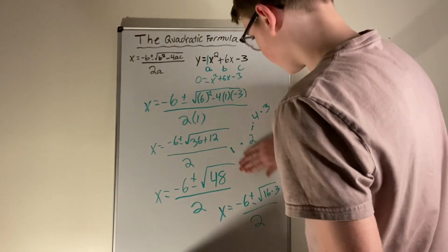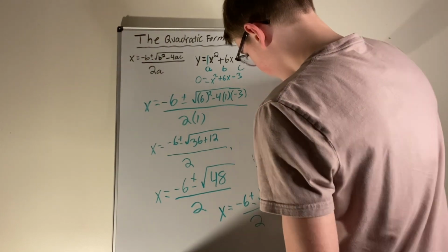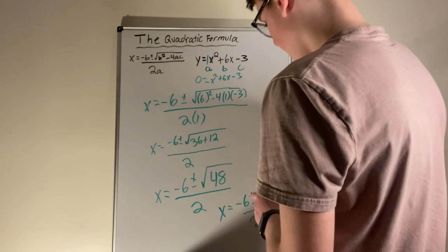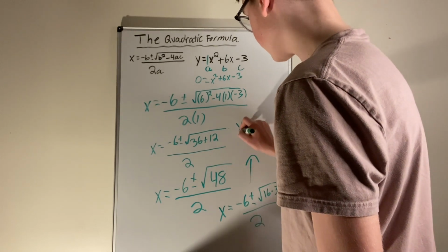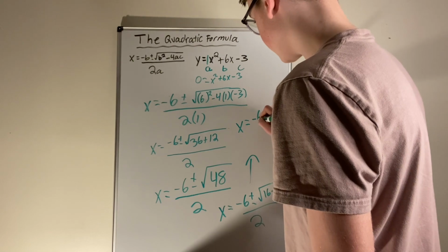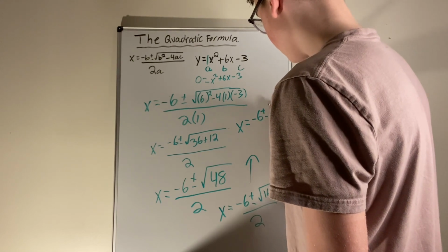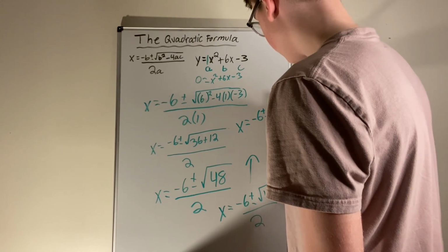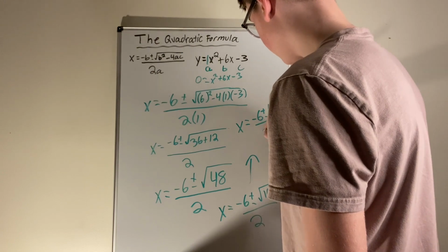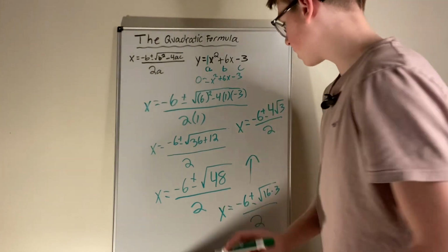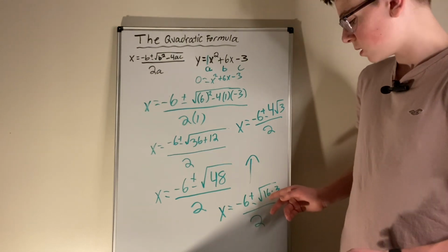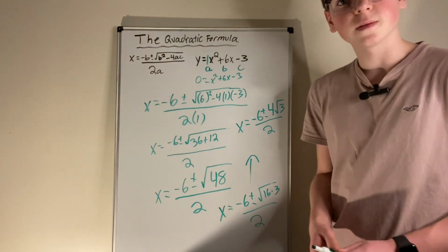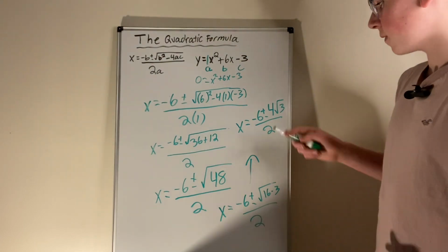And then let's quickly erase some things. Cool. And then we bring this answer up. We simplify it. x equals negative 6 plus or minus 4 root 3, all over 2. So what we did here is we had a 16 times 3. So the root of 16 is 4. So we just took the 4 out.